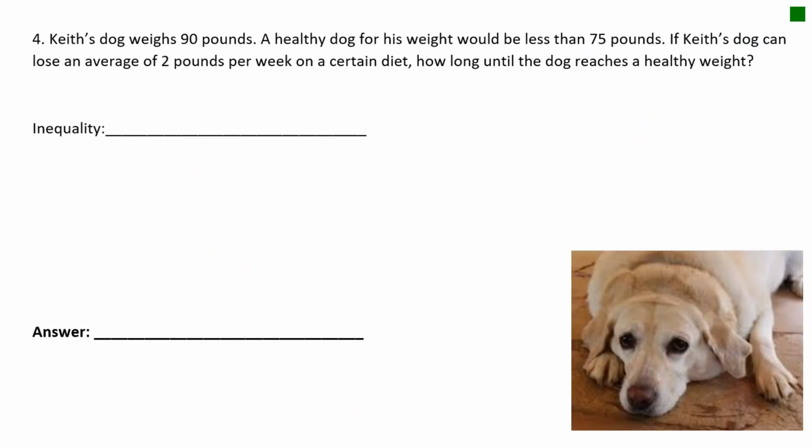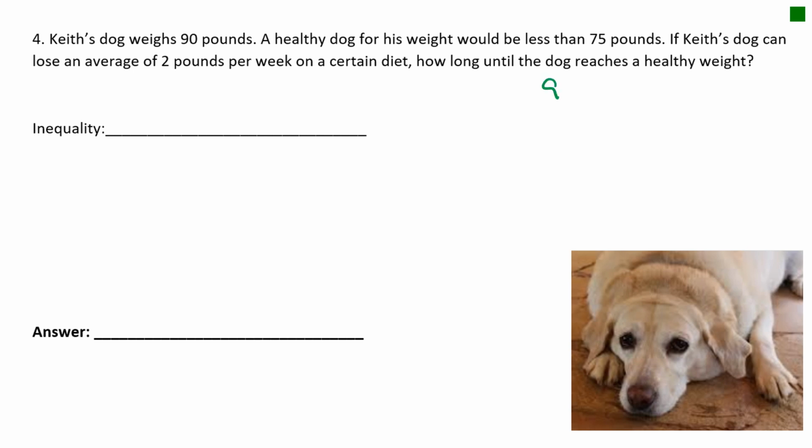Try to negotiate. Keith's dog weighs 90 pounds. A healthy dog for his weight would be less than 75 pounds. Keith's dog is overweight. If Keith's dog can lose an average of 2 pounds per week on a certain diet, how long until the dog reaches a healthy weight?